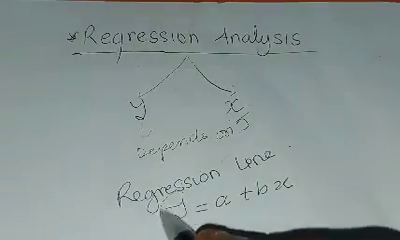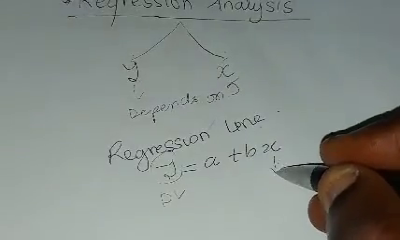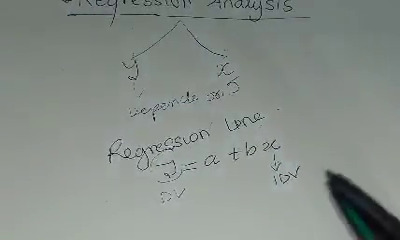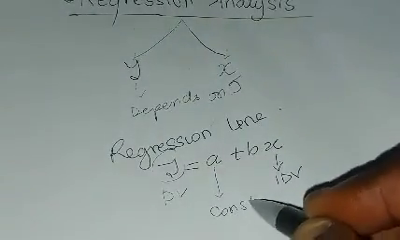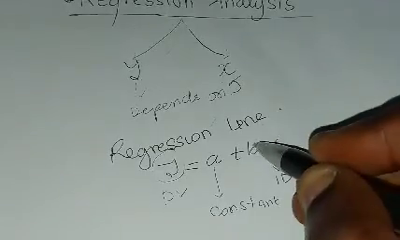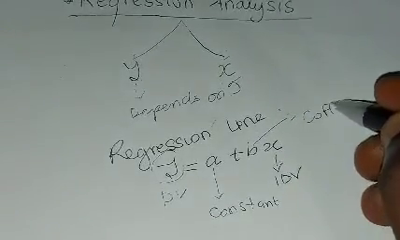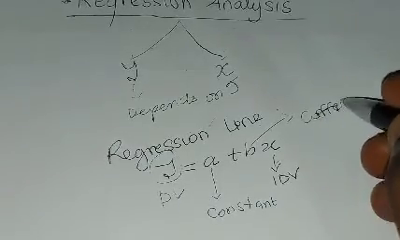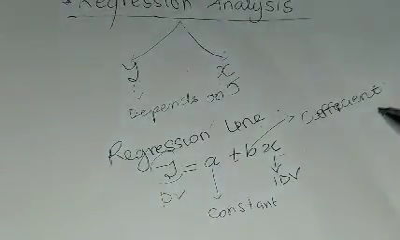This y is known as the dependent variable. x is known as the independent variable. Then a is known as the constant, and b is known as the coefficient of this line. That's the gradient.